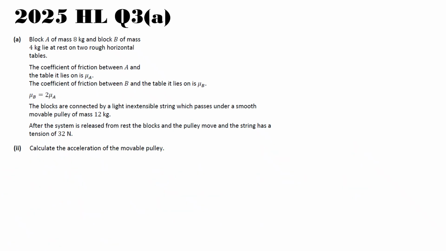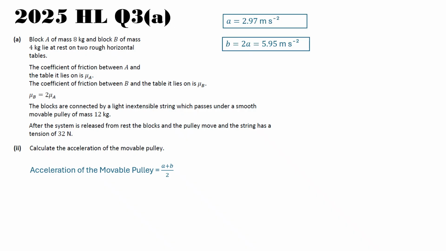So part 2 then asks us to calculate the acceleration of the movable pulley. So as we had on our diagram, the acceleration of the movable pulley is going to be the average of the other two, so (a plus b) over 2. That's our a and that's our b. You can change that to being a plus 2a, whatever works best for you. So our acceleration is going to be 2.97 plus 5.95, all divided by 2.